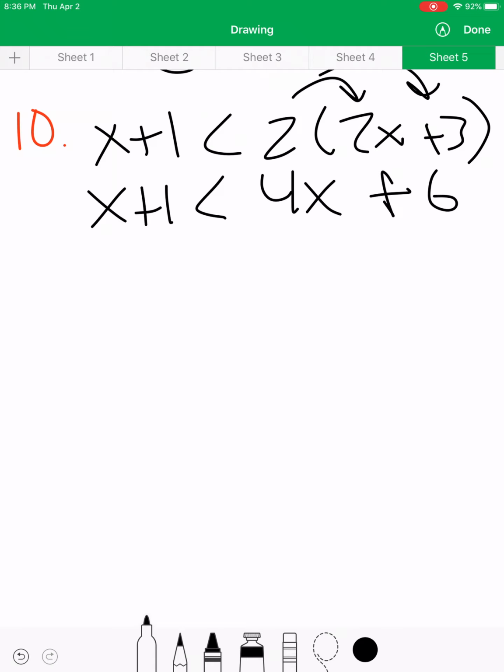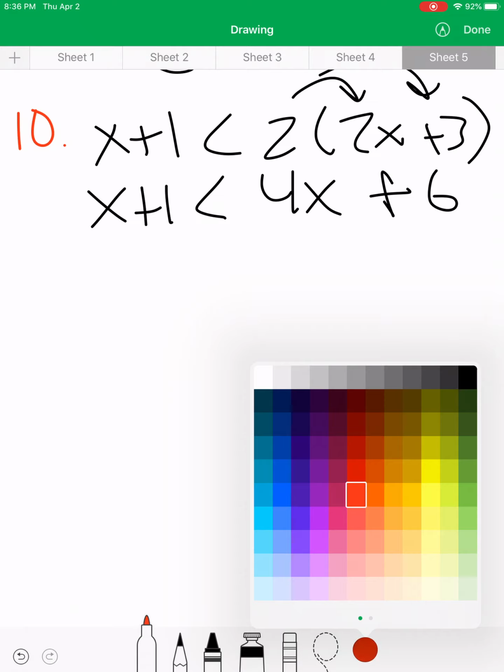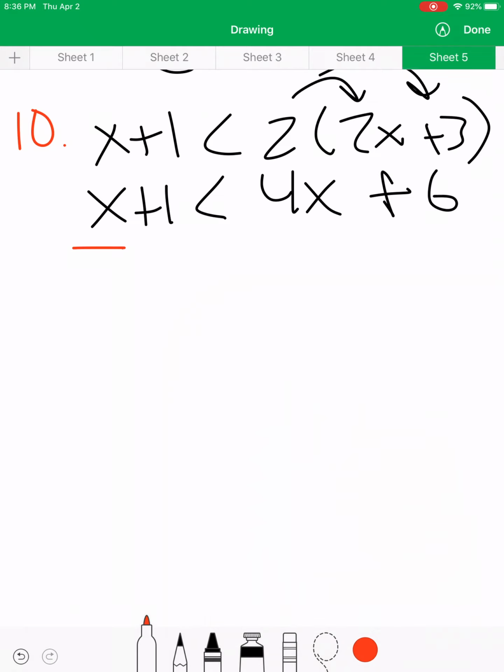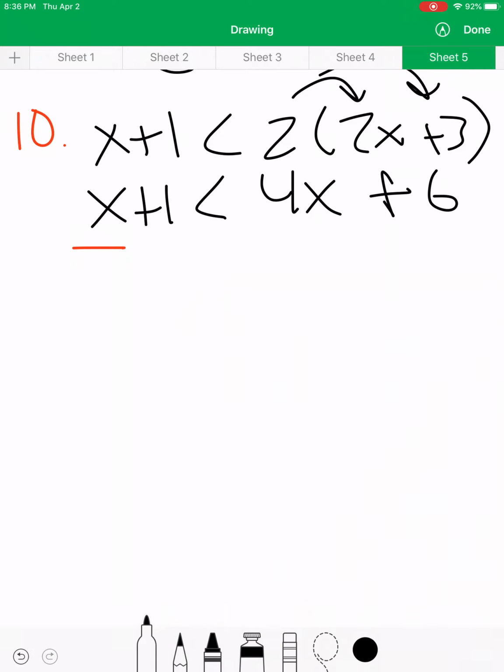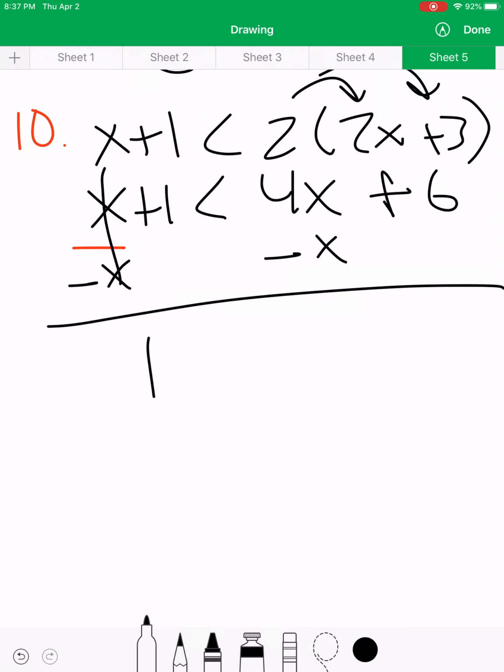All right, now combine variables. I'm looking at this x right here. That's a positive x. Therefore, the only way to move that x is to subtract it. So I'm going to do minus x, minus x. All right, that goes away. 1 is now less than 4x minus x. Remember, every variable has a coefficient of 1. Therefore, that's 3x plus 6.